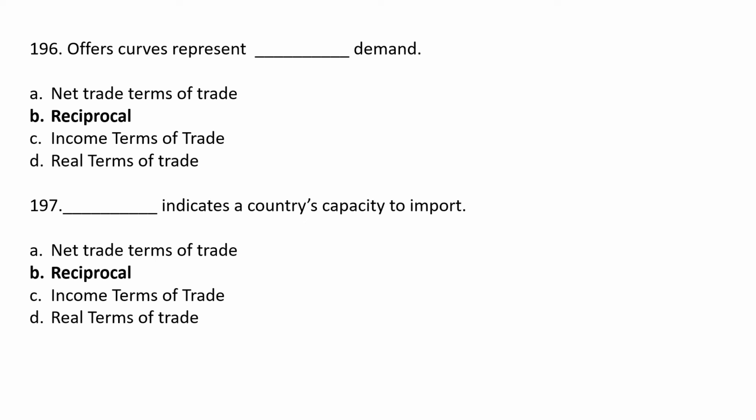Dash indicates a country's capacity to import. Option A, net terms of trade. Option B, reciprocal demand. Option C, income terms of trade. Option D, real terms of trade. The correct answer is option B, reciprocal. Reciprocal demand indicates a country's capacity to import.